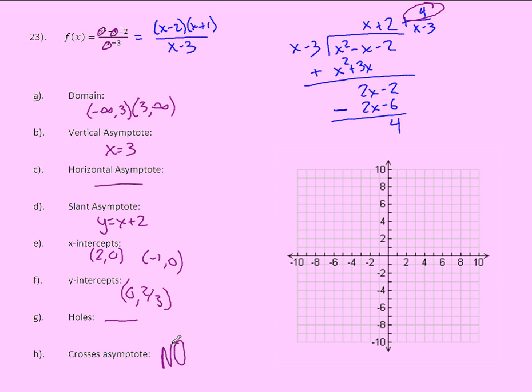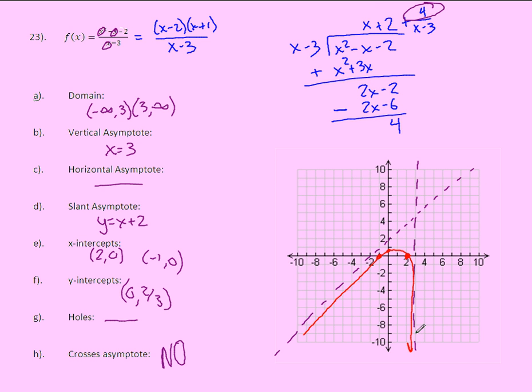So, now I can graph everything. Let's start with the vertical asymptote here at x equals 3. The slant asymptote is at y equals x plus 2. So I should have that slant there. Now I plot the points that I know. The points that I know are 2 comma 0, negative 1 comma 0, and 0 comma 2/3. So my function needs to cross through those points.